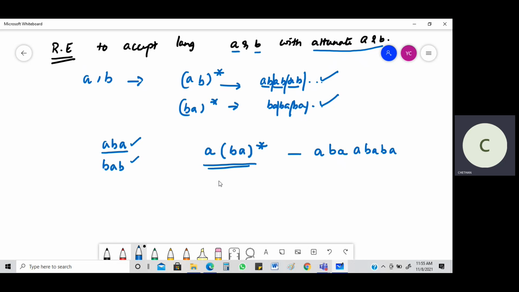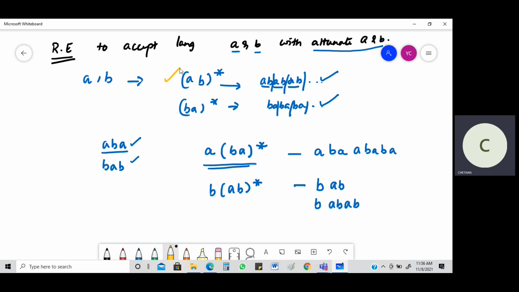What's the other way of doing it? The other way of doing it is like this: B, then you have AB star. See, this is also becoming the same thing, right? B, then you got AB, or if you take multiple lengths, it will be B, AB, AB. Again, it will be having alternate A and B. Okay, so there are many ways of doing this.